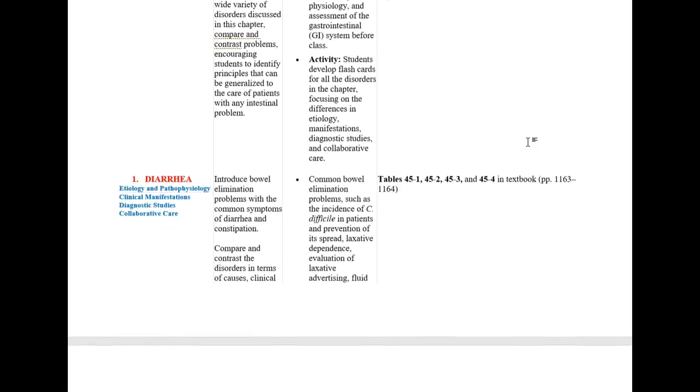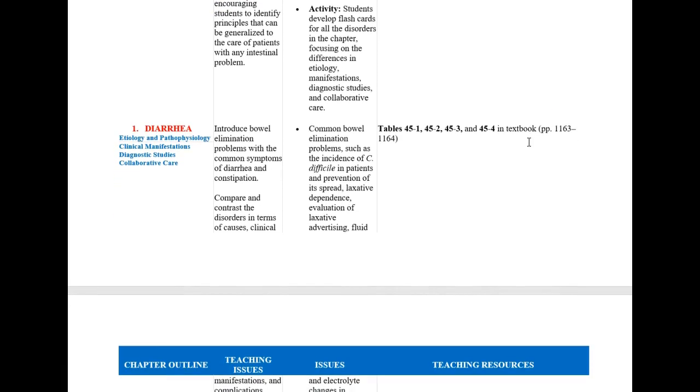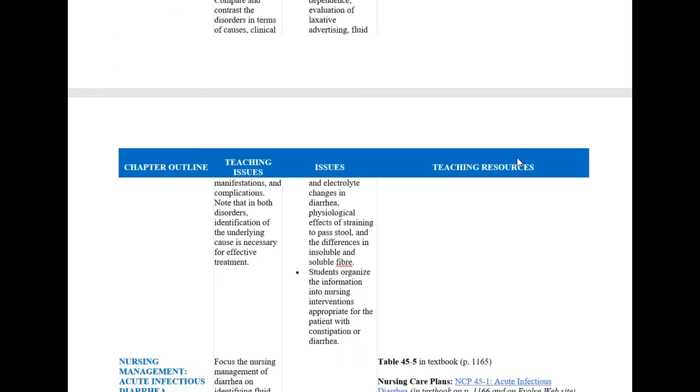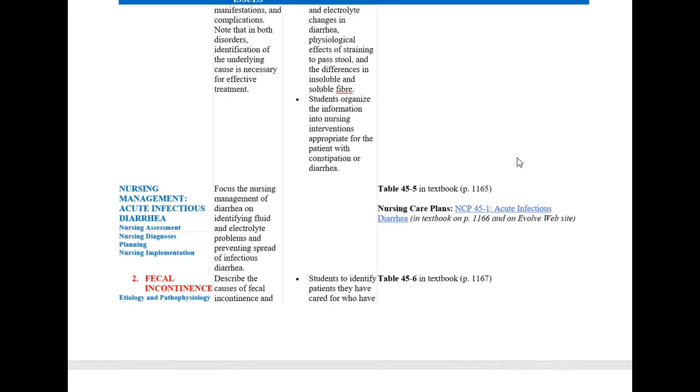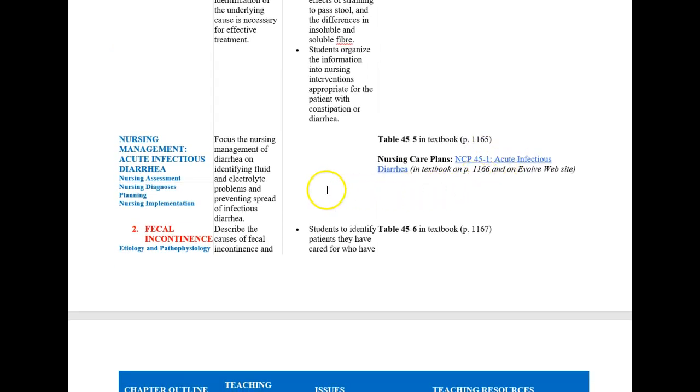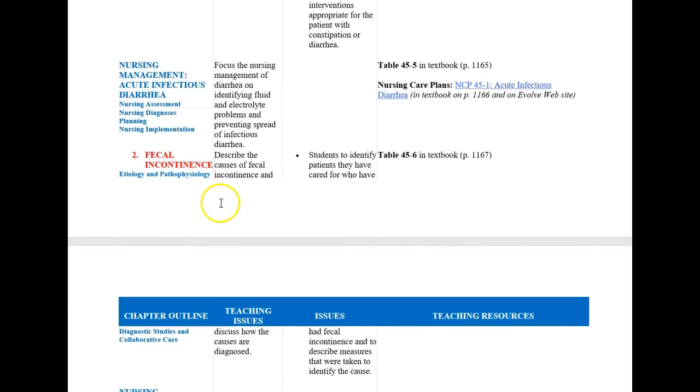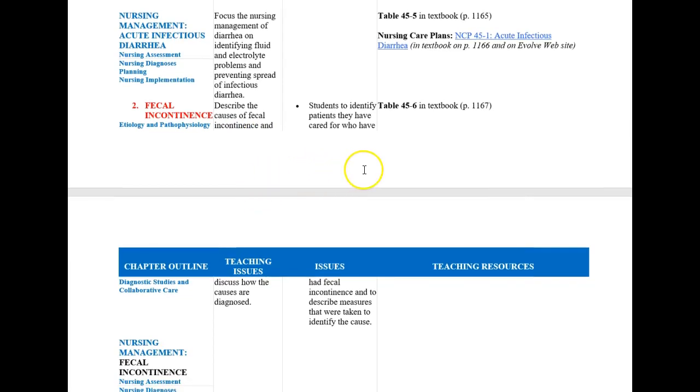The first problem, and the most common, is diarrhea. If you look at tables 45.1, 45.2, and 45.3, you'll find the common elimination problems of diarrhea, which of course can be caused by C. diff and various issues like that. So there's infectious diarrhea, and we want to look at the concerns regarding the fluid and electrolyte imbalances caused by diarrhea and how it can be treated.